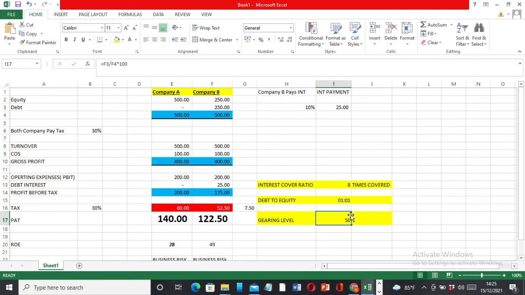I don't mind. So when I look at the interest coverage, when I look at the debt to equity, which is 50% gearing, and a return of 49%, I don't mind investing in company B. So as an investor, I would try my luck on company B because it has a 49% return.